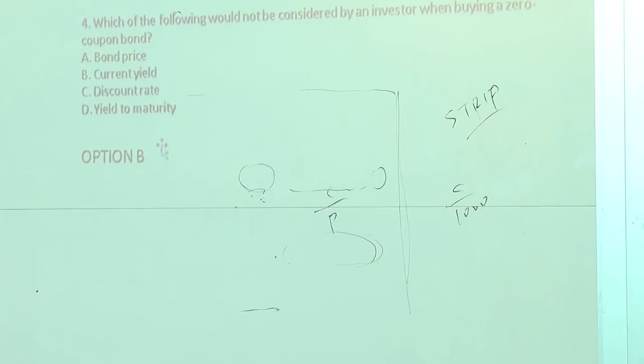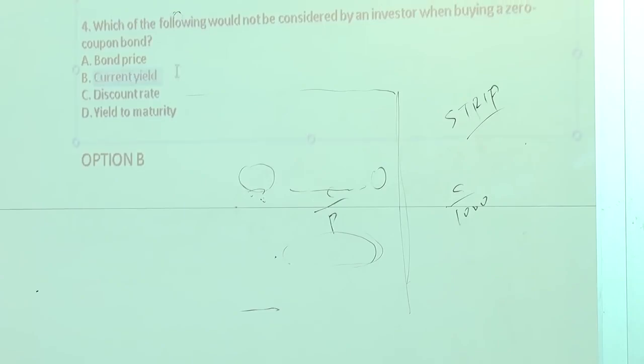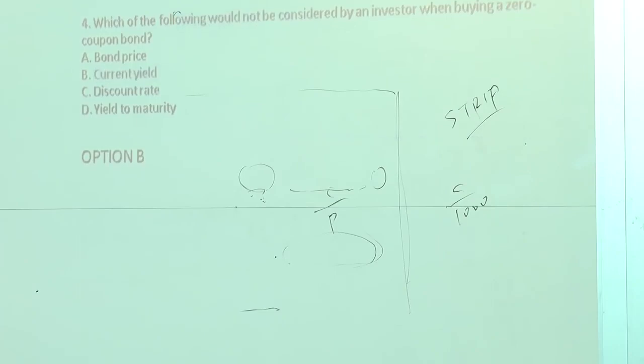What would not be considered by an investor in a zero coupon bond? Zero coupon bond, there's no current payment, there's no current income, right? No coupon, so there's no current yield. There's no B.